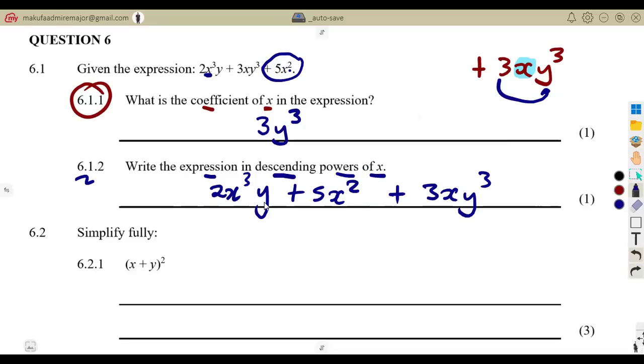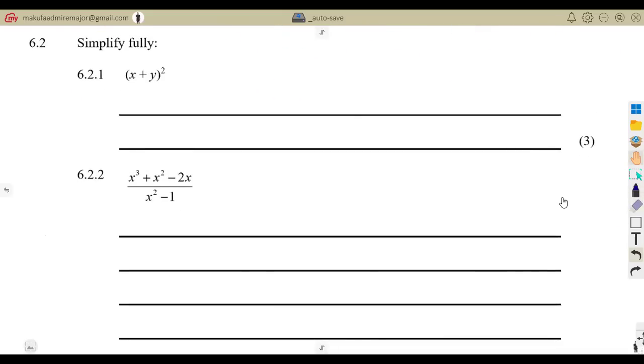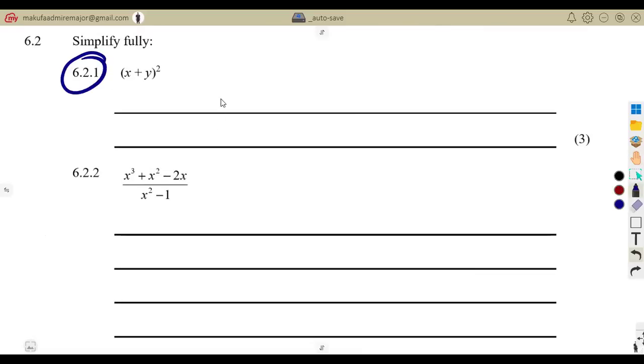Remember, x is x to the exponent of 1. Reducing, that is descending powers. For ascending powers, you'll be starting with 1, 2, 3. That is increasing, all right? But the opposite for descending, you start with the highest one to the smallest exponent.